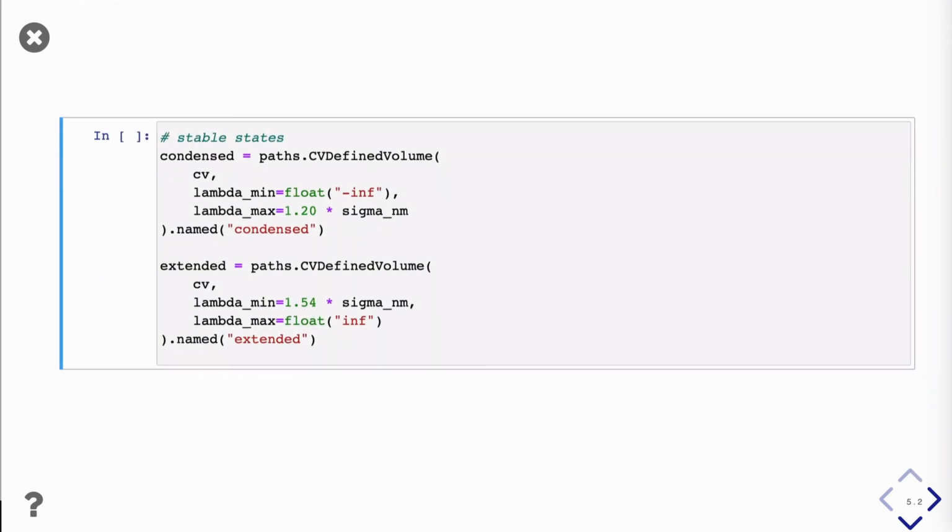We can define our stable states. Again, it's pretty much the same story. So our condensed state is anything less than a distance of 1.2 between those two particles in the dimer. The extended state is anything greater than 1.54 sigma. Because the CV is going to report in terms of nanometers, because it's coming from OpenMM, we need to define our lambda min and lambda max in terms of sigma_nm, multiplied by sigma_nm. Technically, I guess I should do the same for the infinities, but of course it doesn't really matter when you're talking about infinity.